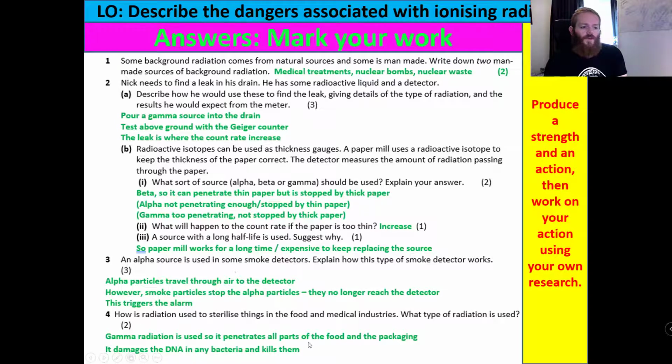So gamma radiation is used so it penetrates all parts of the food and packaging, and it damages the DNA in any bacteria and kills them. So you 100% have eaten food that has been subjected to gamma radiation before, and it is perfectly safe. It's not contaminated, it's been irradiated, and we'll talk about the difference between those two in the next lesson.